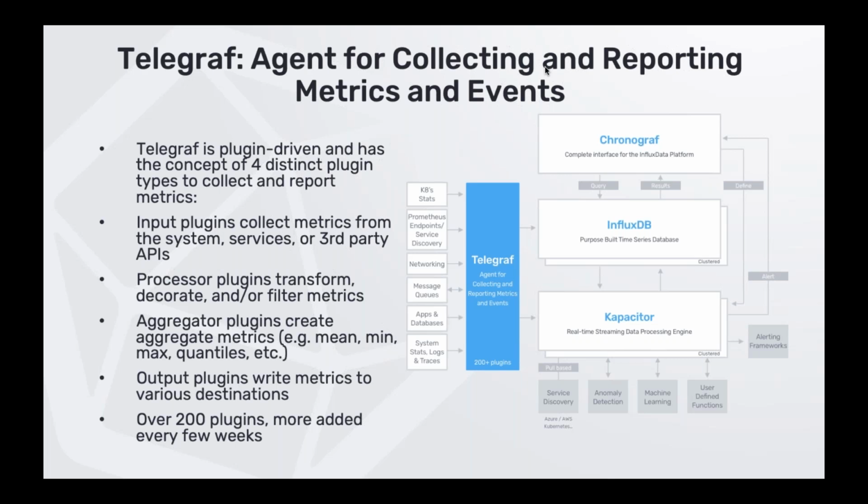The way Telegraf is designed, it has 4 concepts for distinct plugin types. One is input, which is collecting those metrics from your system, from services, or those third-party APIs and bringing them in. Processor plugins will transform, decorate, or filter out metrics. So if there's only a certain amount of information that you want brought in, you can set it up to do that. Aggregator plugins will create aggregate metrics. So as data's coming in, if you want the average, or the mean, or the minimum or maximum or quantiles or any of that, you can do that. And then output plugins, which work exactly like input plugins, but in reverse. Next slide.